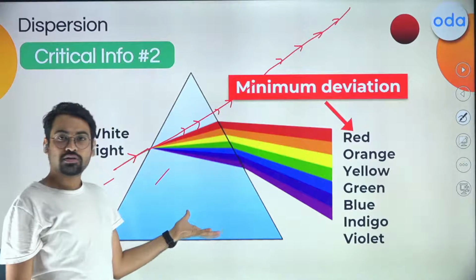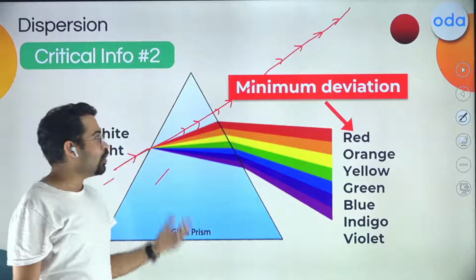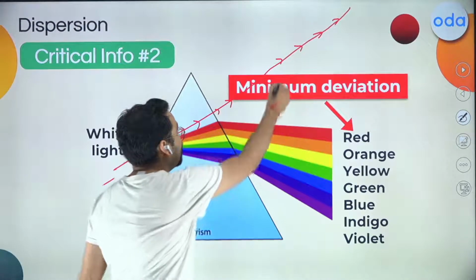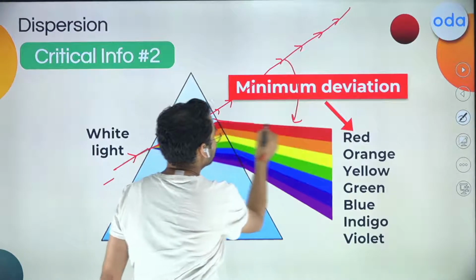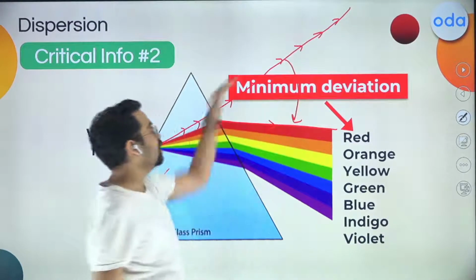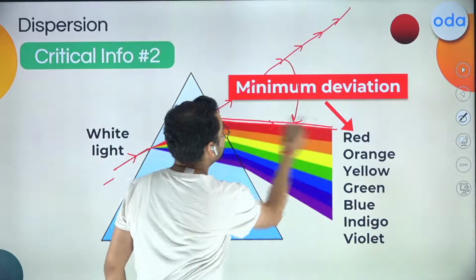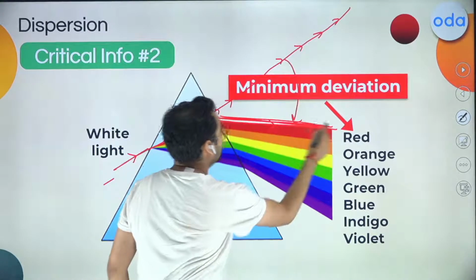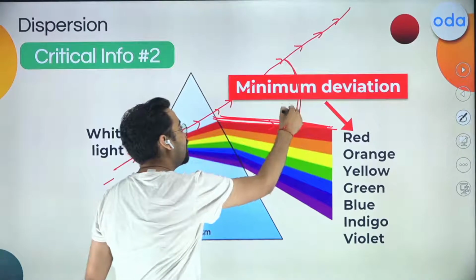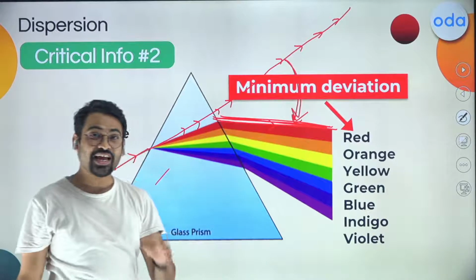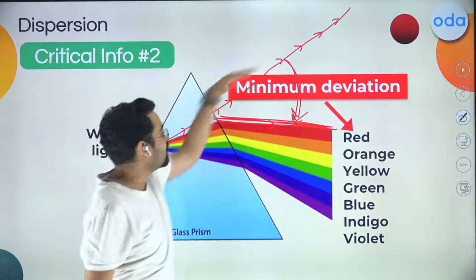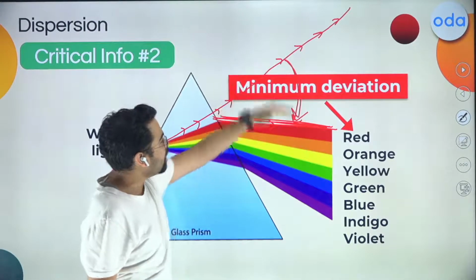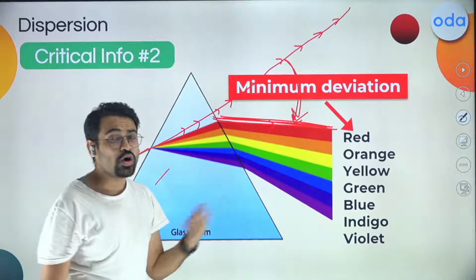But what happened? The prism came in between. And once the prism came in between, the red light went like this. Instead of going there, it went like this. So there was some angle, we say it got deviated. That it wanted to go like this, but it went like this. So some angle, it said it got deviated.